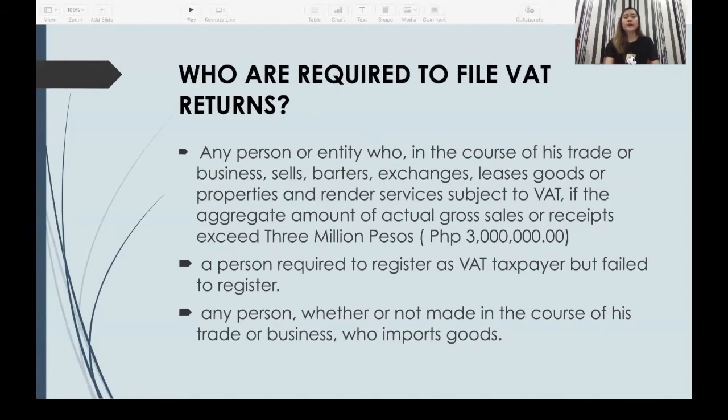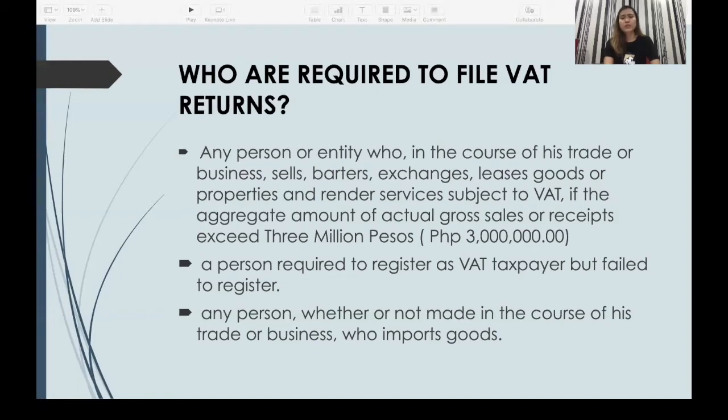Next, who are required to file VAT returns? It is any person or entity who in the course of his trade or business sells, barters, exchanges, leases goods or properties, and renders services subject to VAT if the aggregate amount of actual gross sales or receipts exceeds 3 million pesos. If I am into buy and sell of gadgets and at the end of the year I have a gross sales of less than 3 million, I'm not required to file VAT returns. But if I am into buy and sell of gadgets and at the end of the year I have gross sales exceeding 3 million, then I am required to file.